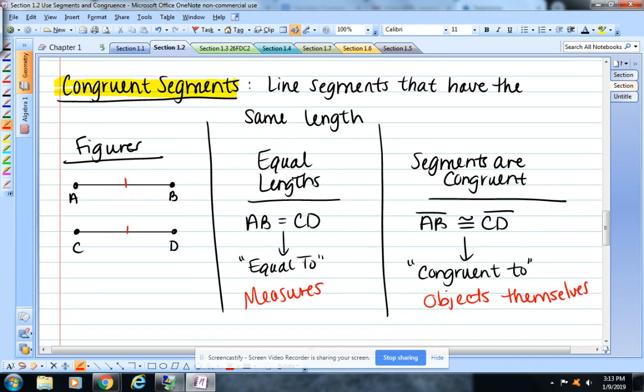If we're talking about the actual line segments themselves with the little bar over them, then we're going to say they are congruent to each other. Congruent is shown by the symbol that looks like an equal sign with a little squiggle over it. So we would say measures are equal, segments are congruent.